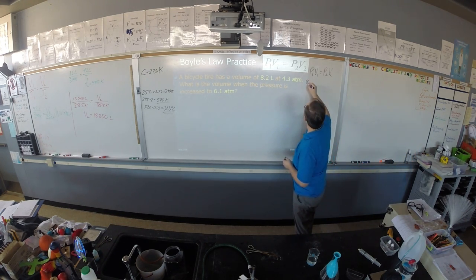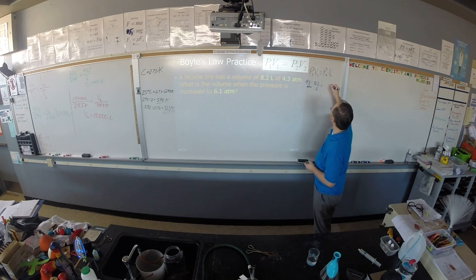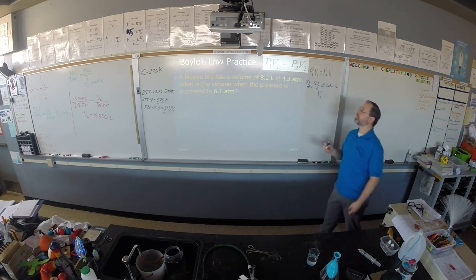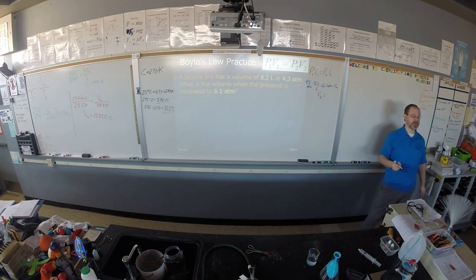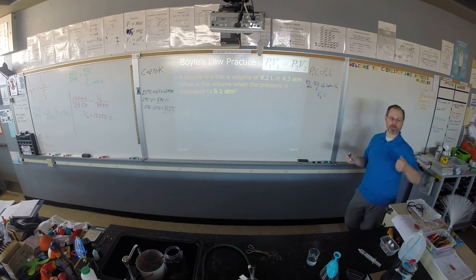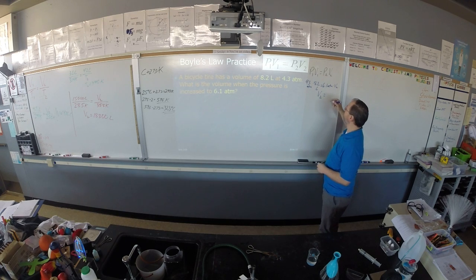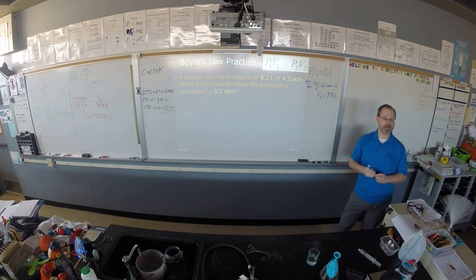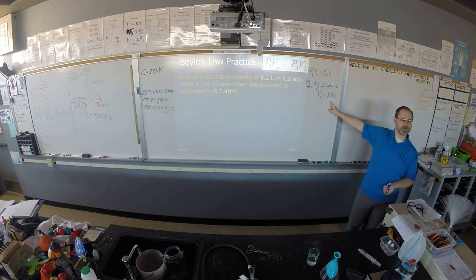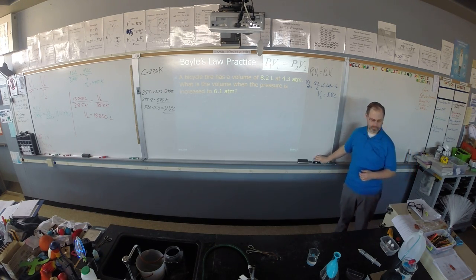So pressure of 4.3 atmospheres and a volume of 8.2 liters. And now we want to know what the new volume is when the pressure is 6.1 atmospheres times V2. Hopefully, because the gas was under higher pressure, if the pressure went up, the volume should go down. What did you get? 5.78. 5.78? Liters. How about 5.8 liters? Are we good here? Yes. Okay. Should we do another one? Yeah.